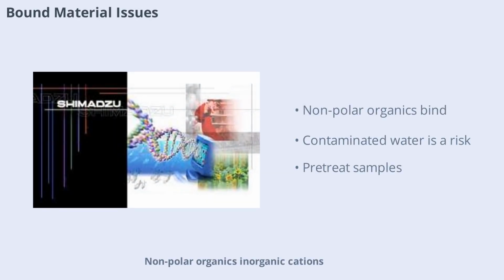Nonpolar organics, inorganic cations, and charged organics can bind to the column, altering its running characteristics. Contaminated water is a common source of these problems. Proper sample pretreatment and using dedicated columns for specific analyses help prevent these issues and maintain column performance.